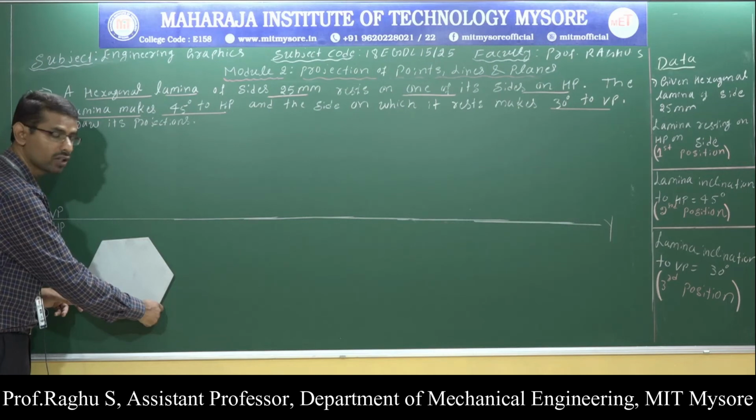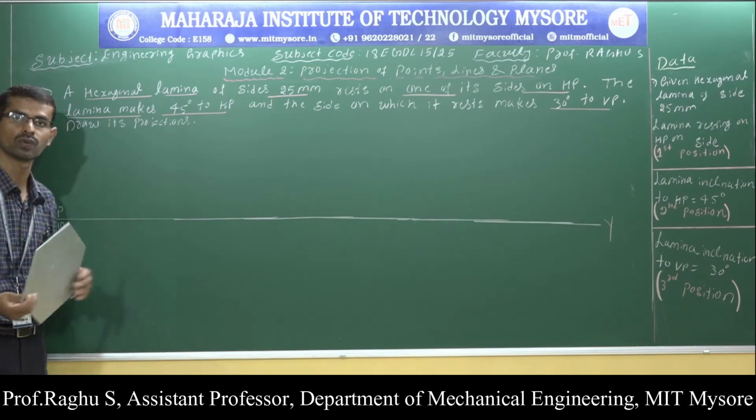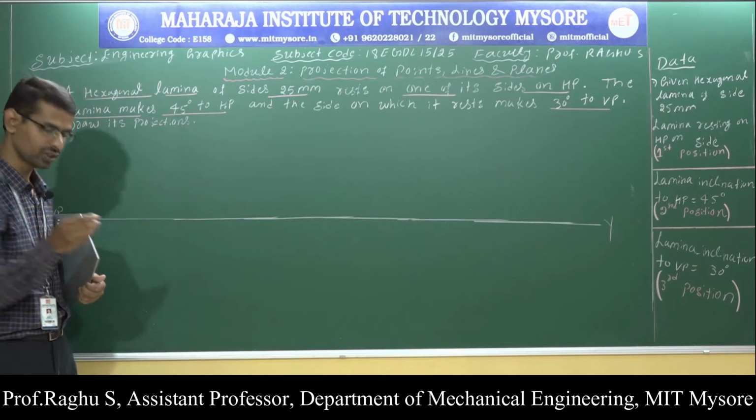Corner condition is not at all given in the problem. Here the lamina is resting on HP with one of its sides. This side should come towards your left side. Next, how do we construct a hexagonal lamina? The procedure is like this.